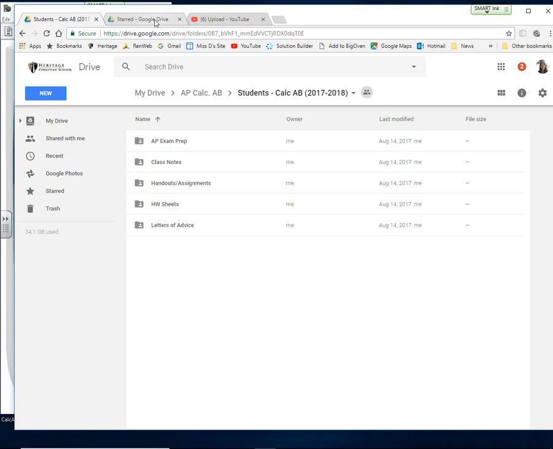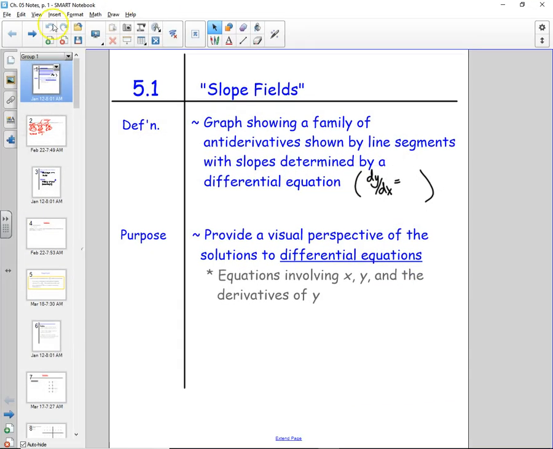So I want you guys to go ahead and open up for just a couple minutes our slope field notes, 2 to 3.